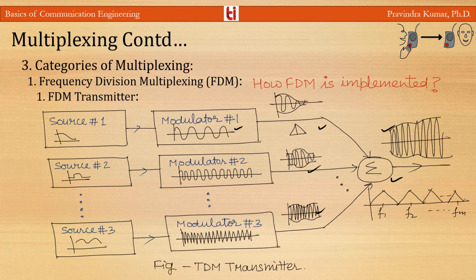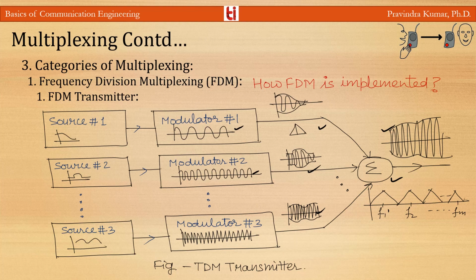The carriers used to modulate the individual message signals are known as subcarriers. So here we are not using a single frequency carrier, but a number of frequency carriers are used. Different carriers are used for the different sources. And after the modulation, we combine them and then send them through the transmission medium.